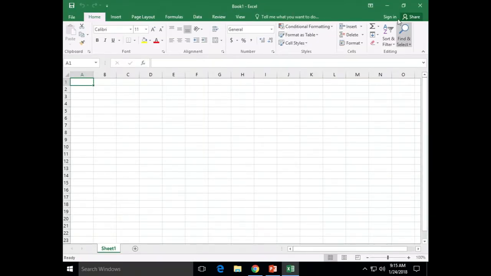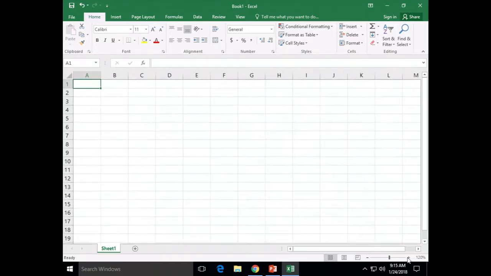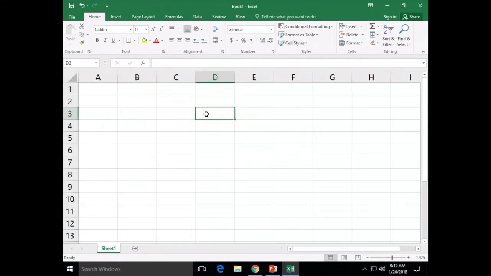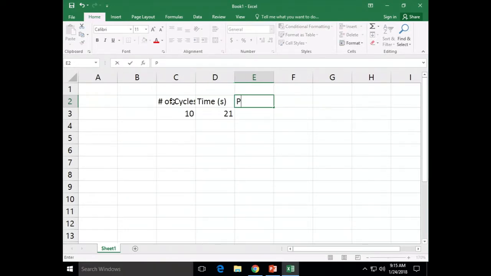We'll do it on Excel. I'm going to see if I can make this a little bit bigger. All right, so we had 21 seconds for 10. This is the number of cycles, and this is the time, and that was in seconds. So this will give me the period. When I do the period, I'm going to take the time divided by the cycles. So the period was 2.1 seconds.